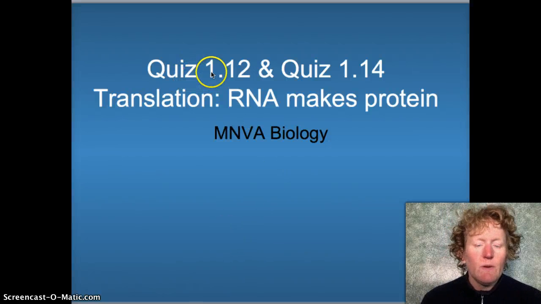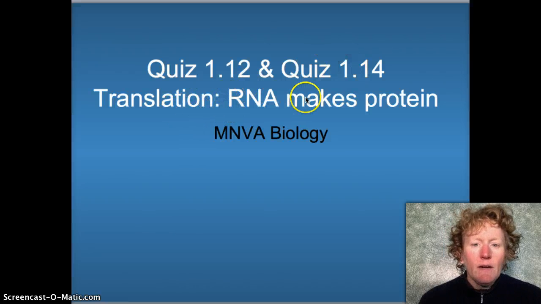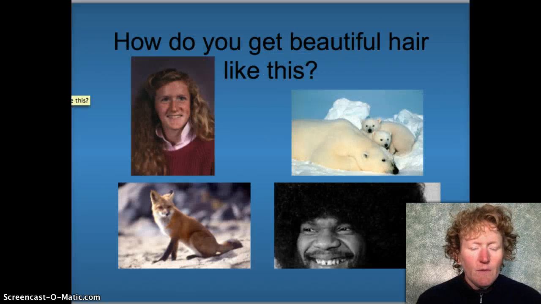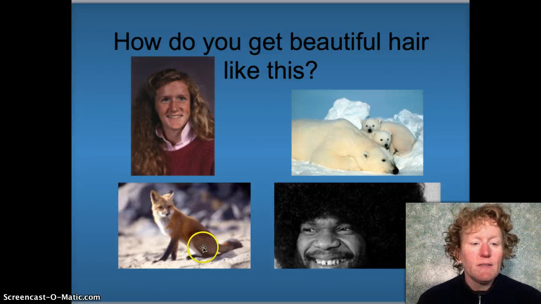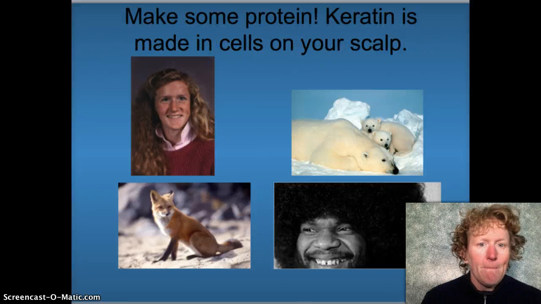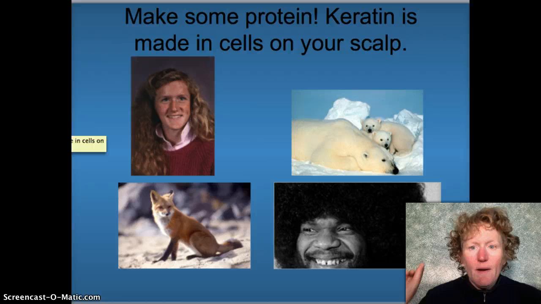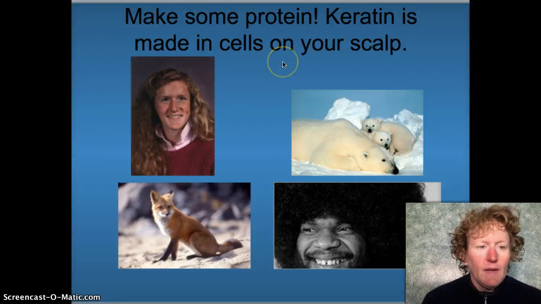We're studying for quiz 1.12 and quiz 1.14. We're talking about how RNA makes protein. That's translation. Protein's important for a lot of things in your body, including your beautiful hair, whether you're a polar bear, a fox, or a human. If you want to make beautiful keratin for your hair, the cells in your scalp make that protein. And in order to make that protein, they need to do translation.